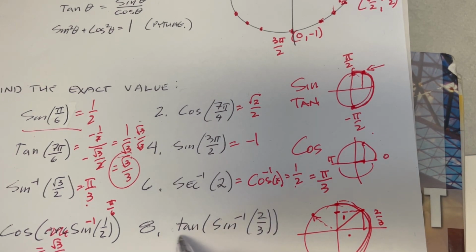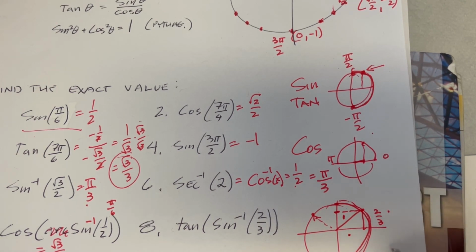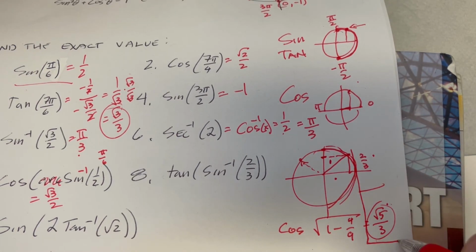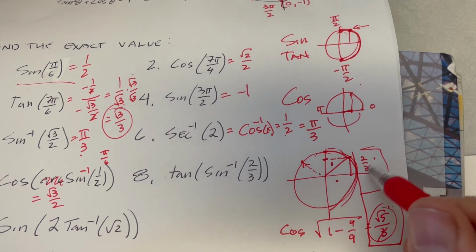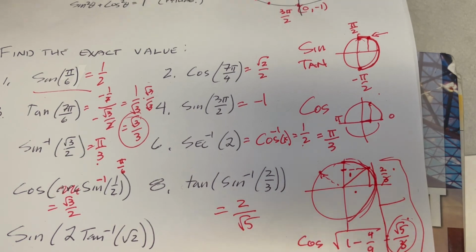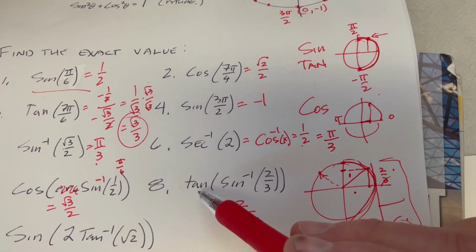And we want the tangent, so that's going to be sine over cosine. So it's going to be 2/3 over root 5 over 3, so it's going to be 2 over root 5. 2 over root 5, okay, by making a triangle, solving for cosine, and then putting the ratio there.